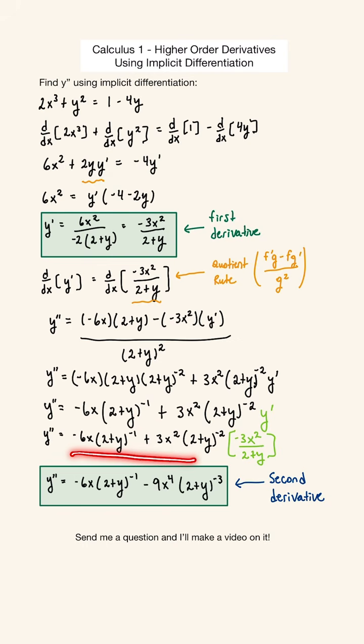And then the rest is just basic simplification. And what we're left with is our solution, which is y double prime, or the second derivative.